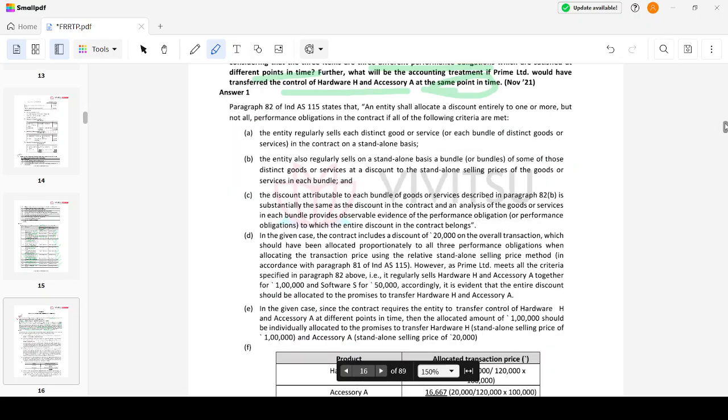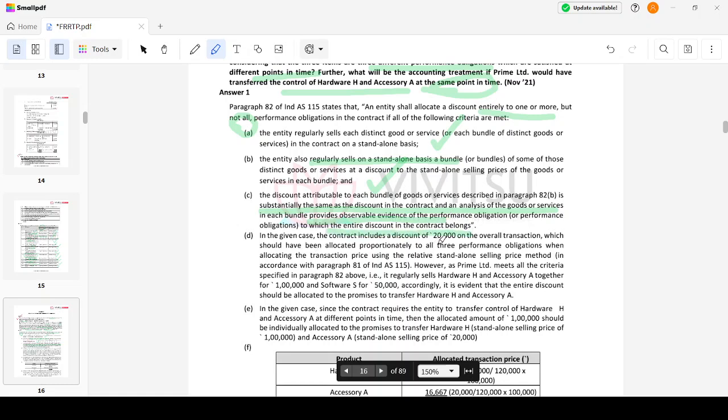Before we move on to this question, let's first recollect the provision, or rather the principle. An entity shall allocate a discount entirely to one or more, but not all, performance obligations in the contract if all of the following criteria are met. The entity regularly sells each distinct good or service in the contract on a standalone basis. The entity also regularly sells on a standalone basis a bundle of some of these goods at a discount. The discount is attributable to each bundle. See, here it is: allocate to one or more, but not all. This is an important keyword. I'm connecting why this principle is discussed here. Then, the discount attributable to each bundle of goods or services is substantially the same as the discount in the contract, and analysis of the goods or services provides observable evidence of the performance obligation to which the entire discount in the contract belongs.